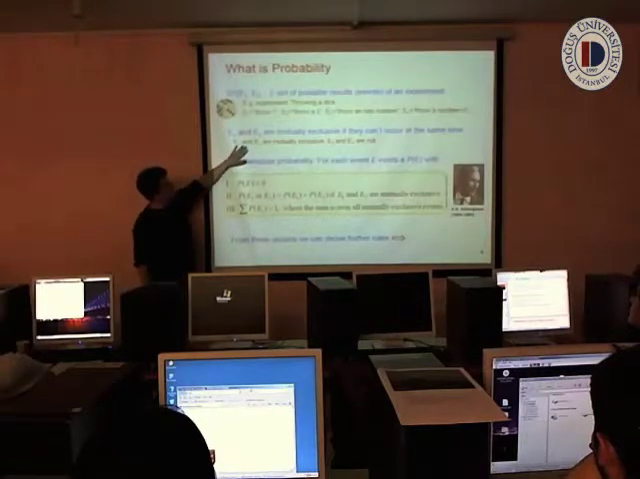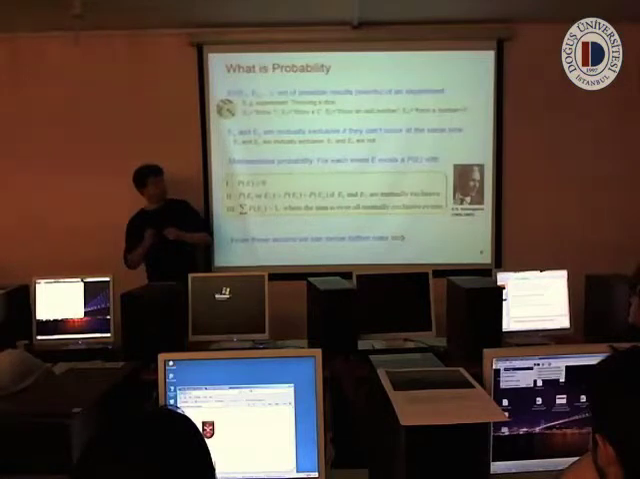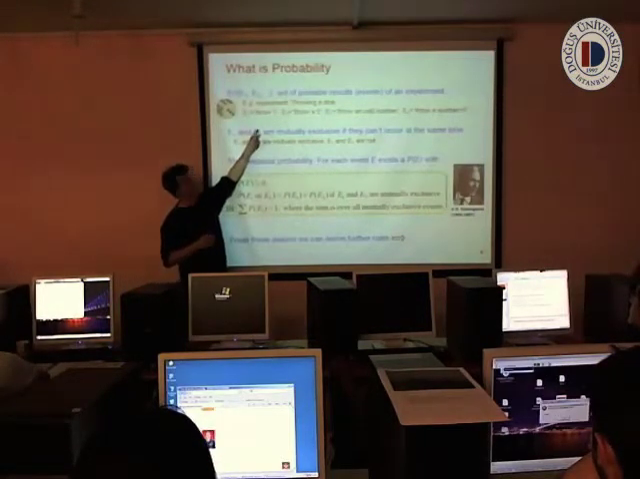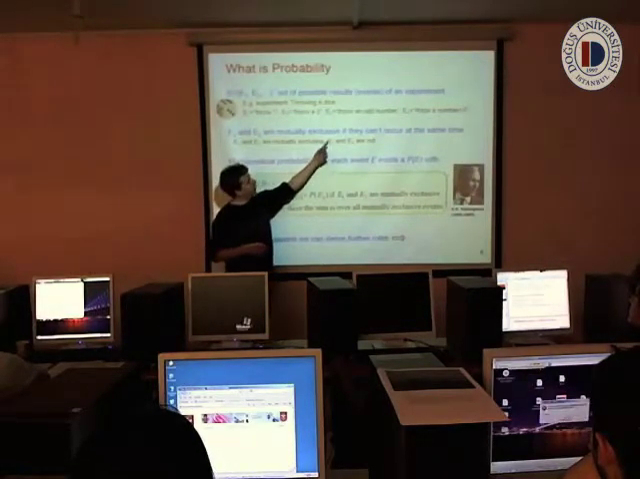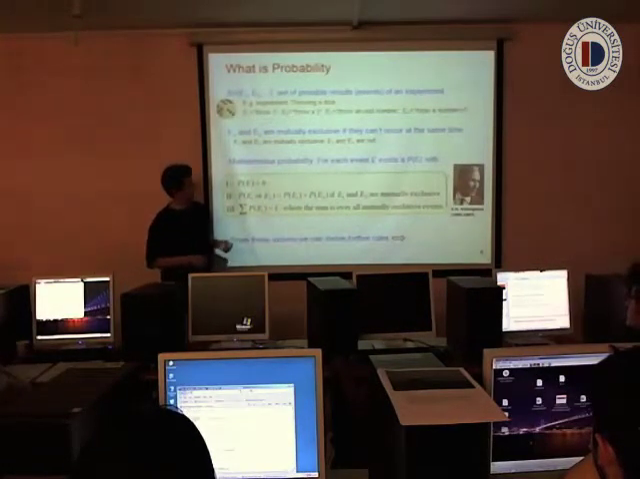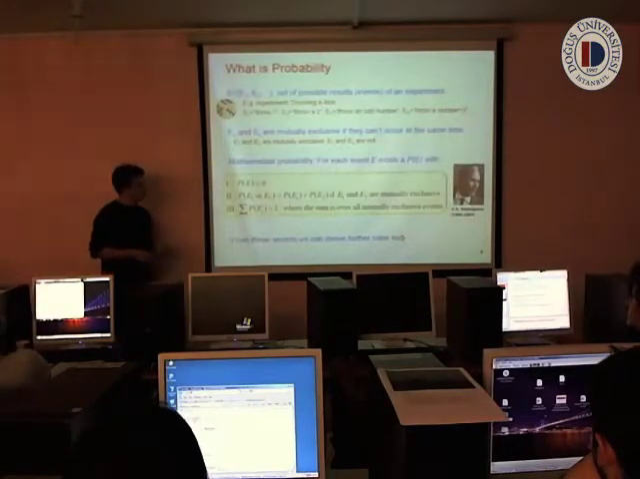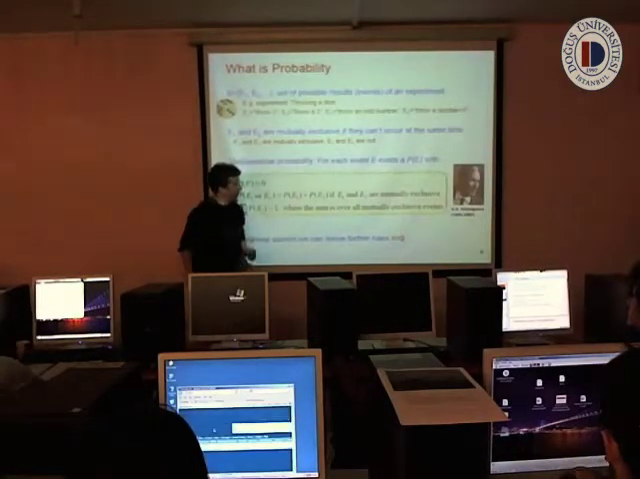We define mutual exclusiveness if events cannot occur at the same time. For instance, E1 and E2 are mutually exclusive because you cannot throw a 1 and a 2 at the same time. E3 and E4, on the other hand, are not mutually exclusive. If you throw a 5, you will throw an odd number that is larger than 3. So that defines mutual exclusiveness.